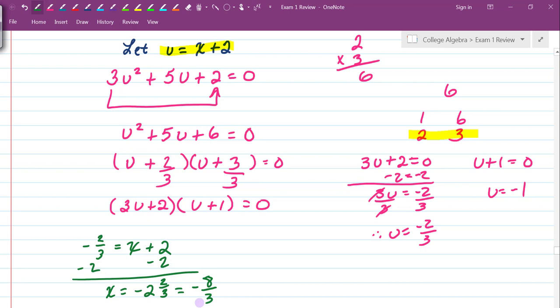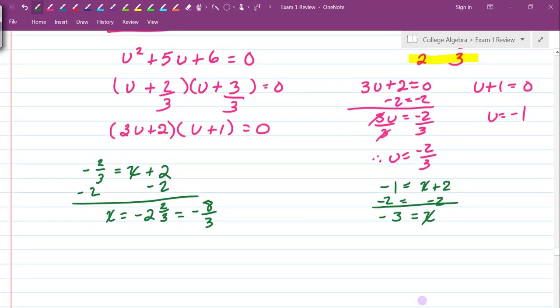Over here, we can then say we have negative 1. So we can say negative 1 is going to equal x plus 2. Subtract 2 from both sides, and we end up with negative 3 is equal to x. So our final answers right here are that x, because that's what we're solving for as a variable, not u, is equal to negative 8/3 and negative 3.